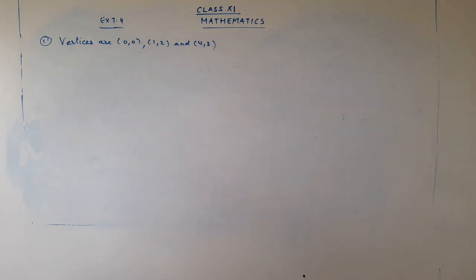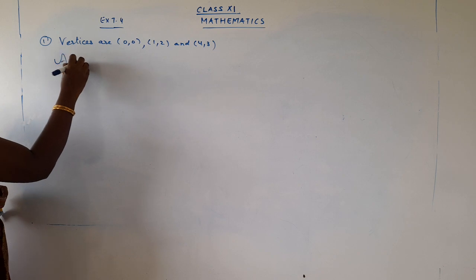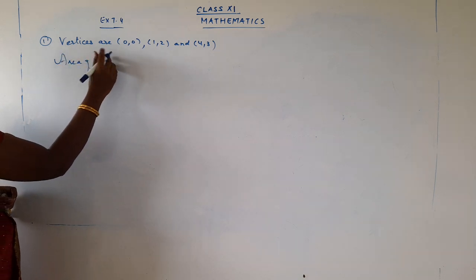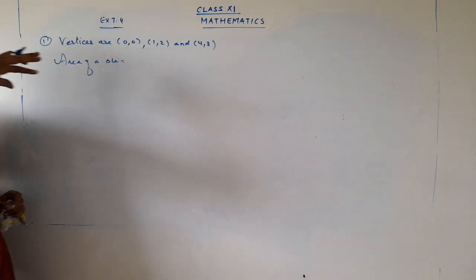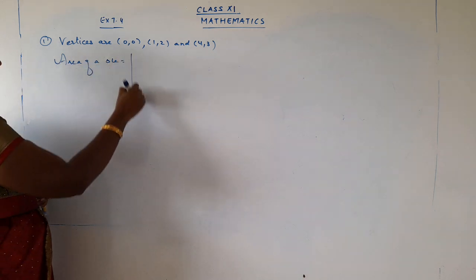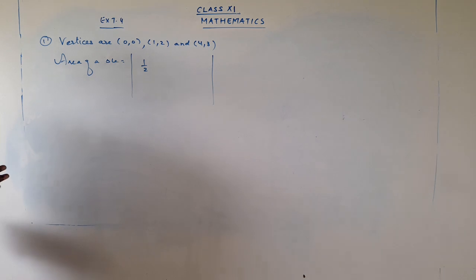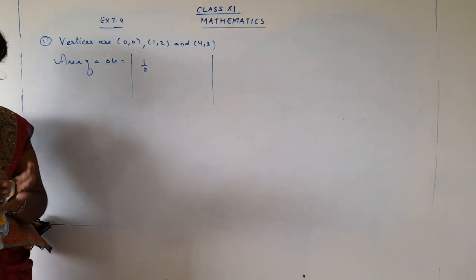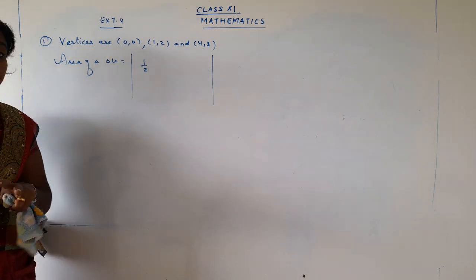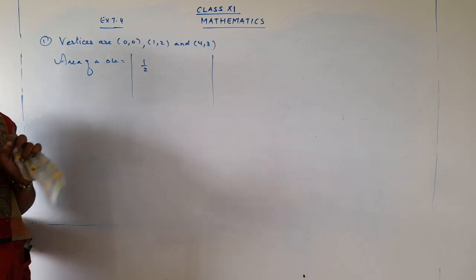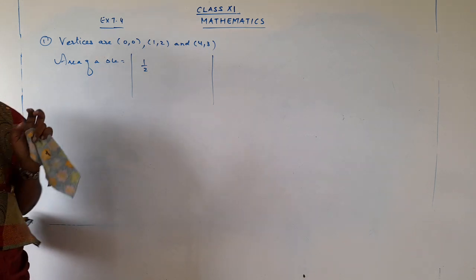So you have a formula for the area of a triangle. First let us write down the formula. Area of a triangle is equal to the modulus of half of the determinant. Modulus means whatever answer you get, if it is positive you take it as positive, and if it is negative you also take it as positive. Always the answer will be positive.